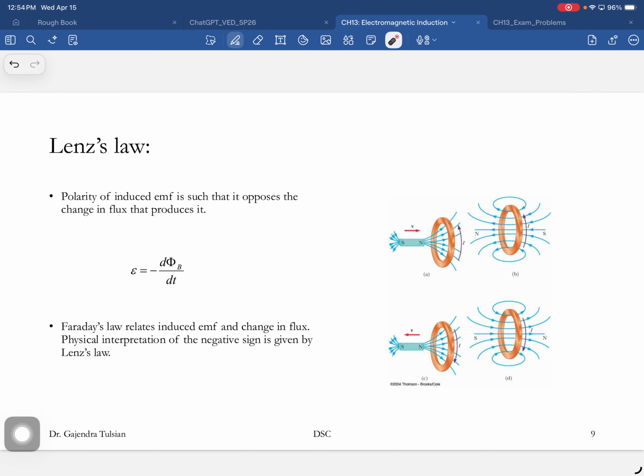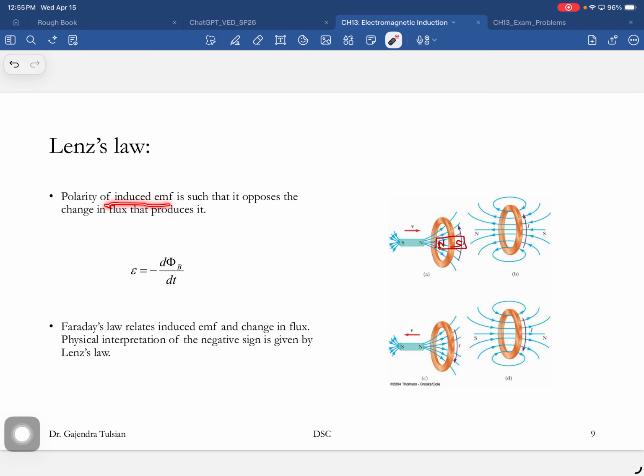So this fella is behaving like a magnet with its north pole and south pole like that. And that's what we're showing here. So look at this. Here's what's happening. If you're pushing this magnet in this direction, the induced current, what is it trying to do? It's trying to oppose it. So the induced current is such that it's trying to oppose the thing that is producing it.